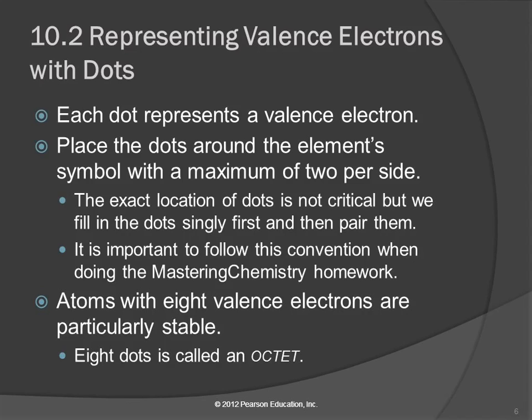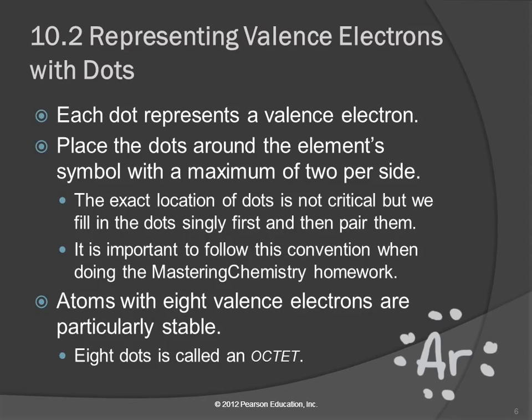Those noble gases that don't react with much of anything are particularly stable. They have 8 valence electrons. And so when we have 8 dots around an atom, we call that an octet. Just like if you have 8 singers singing together, it's an octet, right? So this is the octet. And so if we see an element like argon, argon has 8 valence electrons. So here's argon. 1, 2, 3, 4, 5, 6, 7, 8. It's full. It's satisfied.